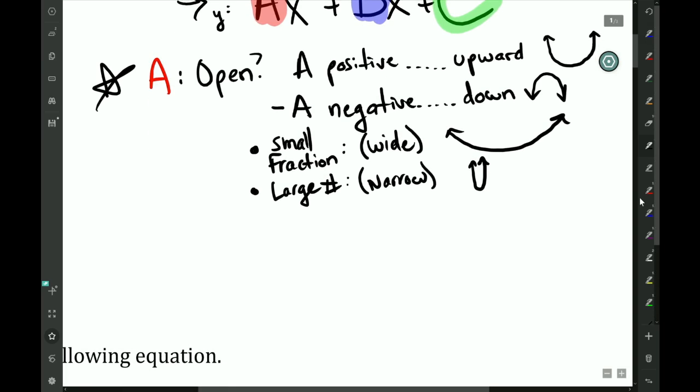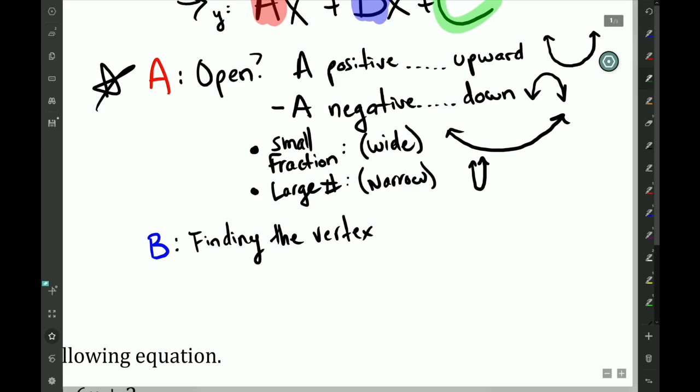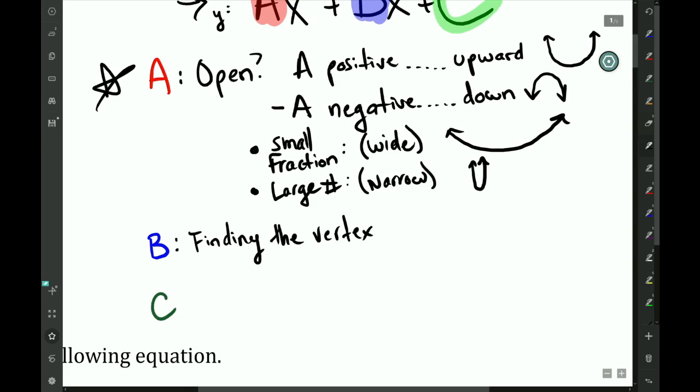B's job is a little less, not less important, but B, the coefficient B, is going to be very useful in finding the vertex. We'll do that in a second. That's its main job. And lastly, C has a very important job as well. C is the Y-intercept. If you recall the Y-intercept of a line, that means we're going to have the point 0, comma, C. We will talk about it later, but C, remember, is the Y-intercept.